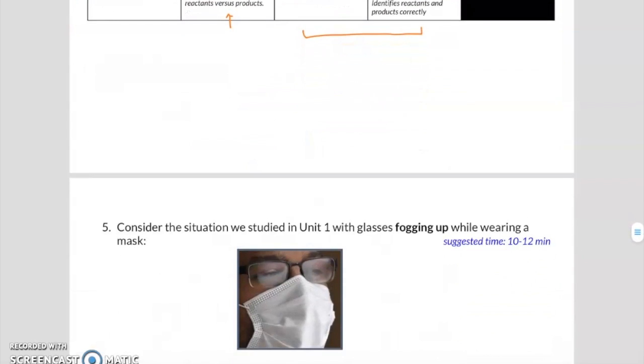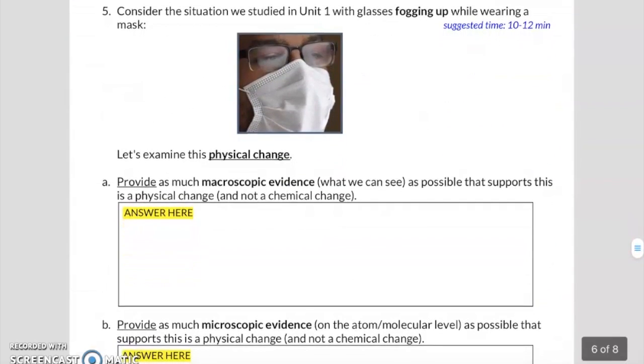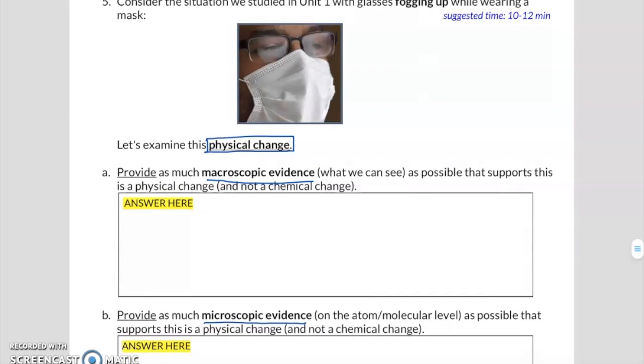Continuing on to number 5. Number 5 is talking about a situation we discussed way back at the beginning of the year in Unit 1, glasses fogging up. And it is telling us that this is a physical change and asking us to provide evidence both macroscopically in terms of stuff we can see and microscopically at the atomic and molecular level. Notice that this question follows a really similar structure to our last one, but now we're dealing with a physical change instead of a chemical reaction.